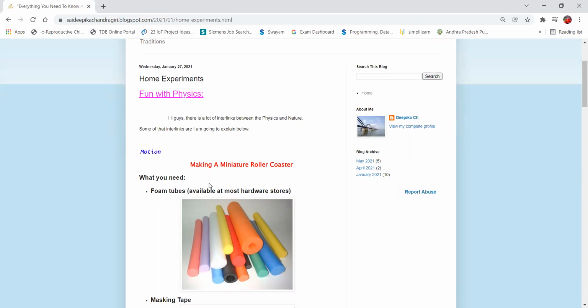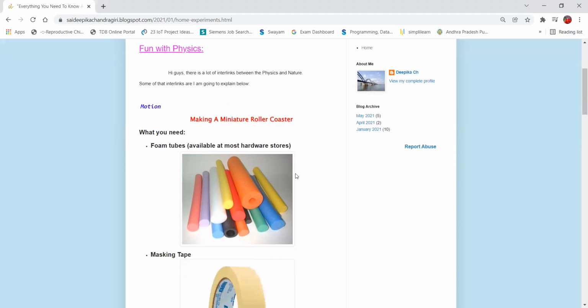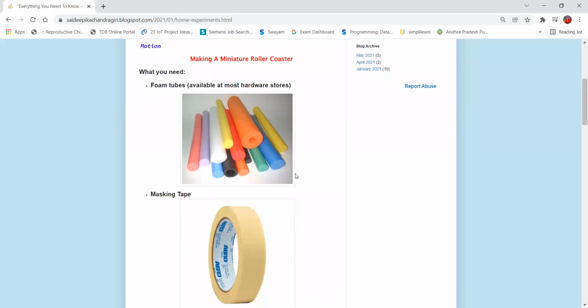So here the first experiment is regarding motion. The title is making a miniature roller coaster. We have to create the roller coaster and understand the science behind it. We have already seen roller coasters in many places like exhibitions and Wonderla, etc.